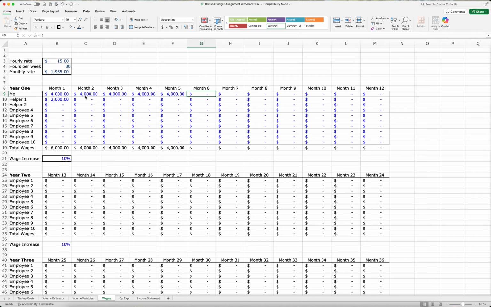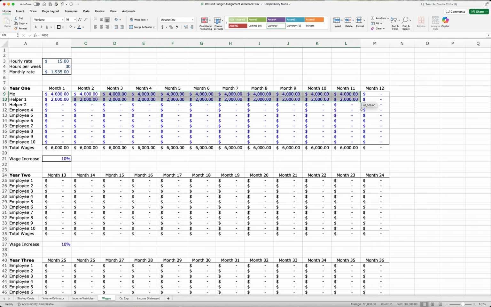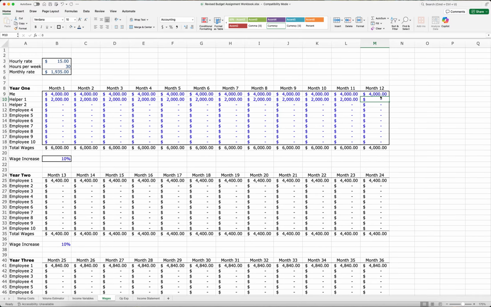Just type the numbers in. And I'm just going to cheat a little. If you know how to do cheating, you can do this too. Let's just drag it over here. 4,000. 2,000. Okay. So you'll note it's starting to do the same thing.